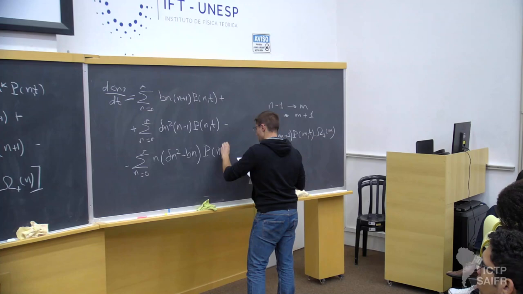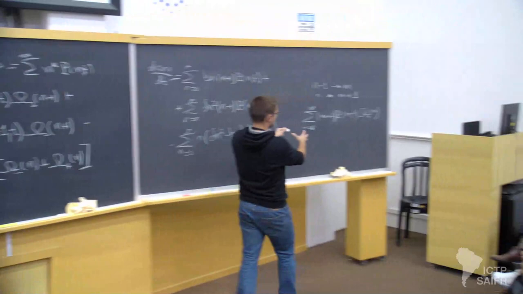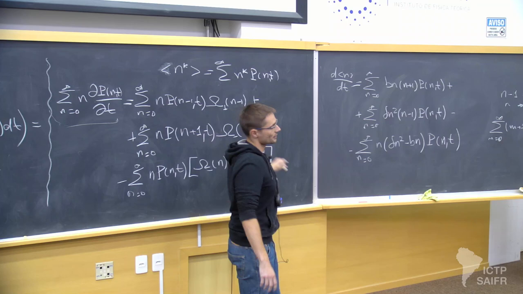So here, if I collapsed two steps, basically what I've done is to rewrite the indices, and then I substituted the transition rates by their actual expressions. So we save some time.